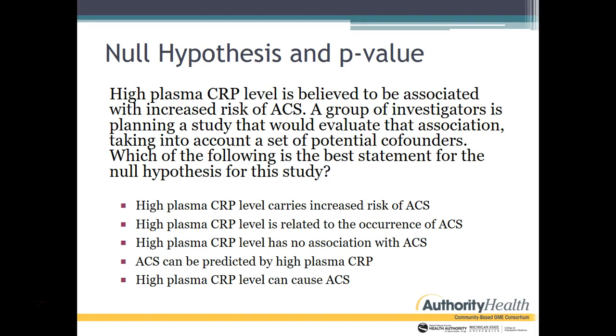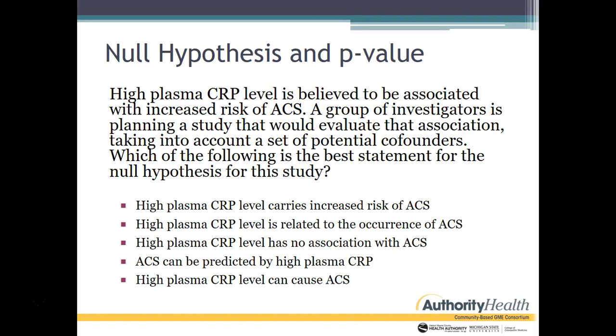Highest plasma CRP level is believed to be associated with increased risk of acute coronary syndrome. A group of investigators is planning a study that would evaluate that association, taking into account a set of potential confounders. Which of the following is the best statement for the null hypothesis for this study? And so we look at these choices.